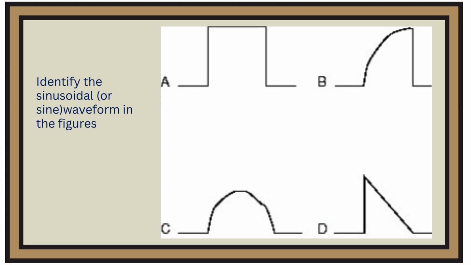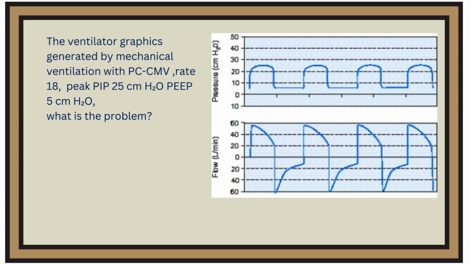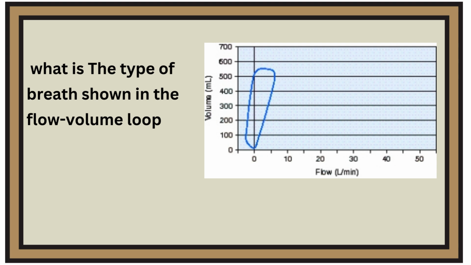Identify the sine waveform in the figure. What is the problem in this case? What is the type of breath shown in the flow volume loop?